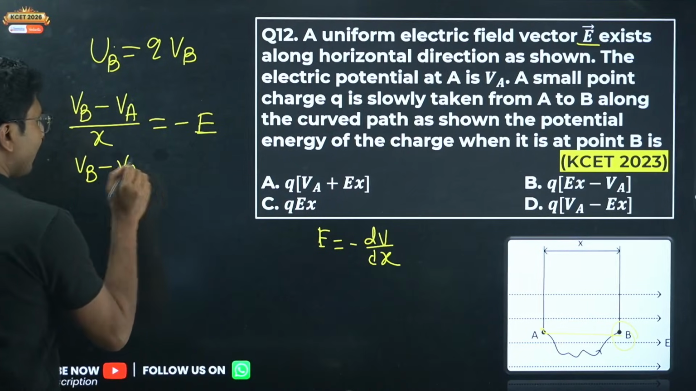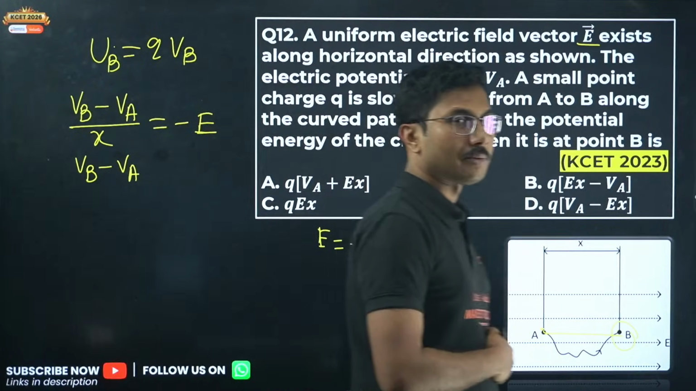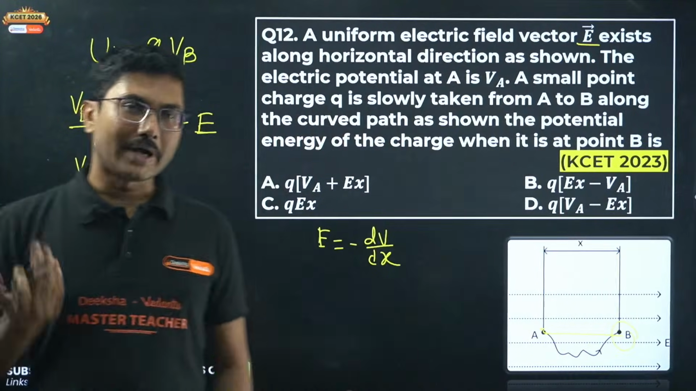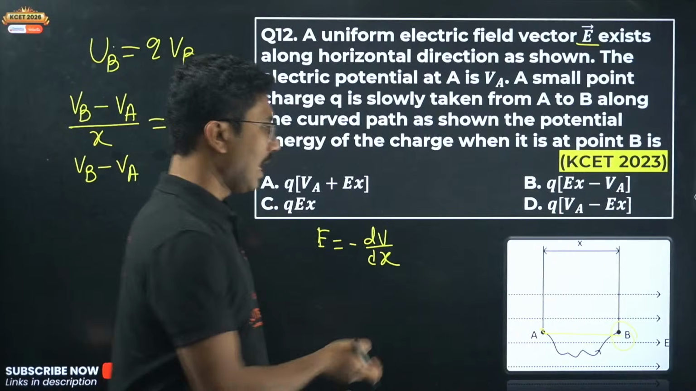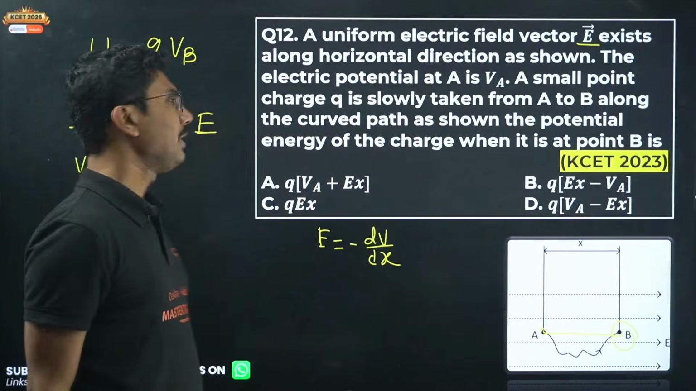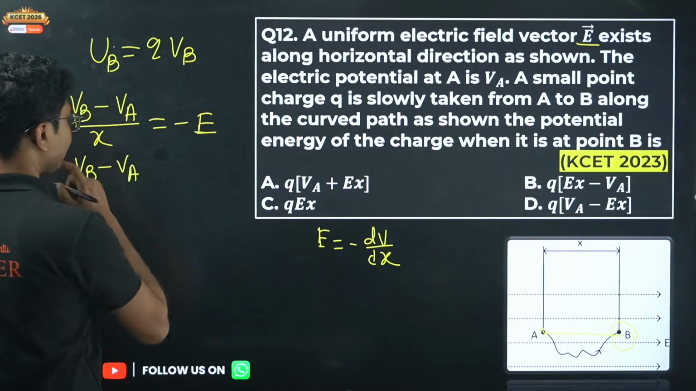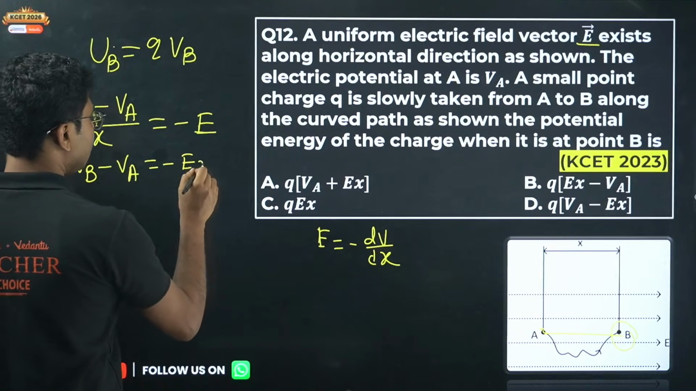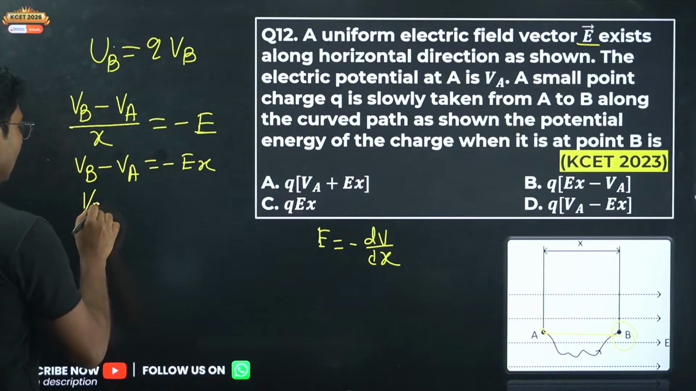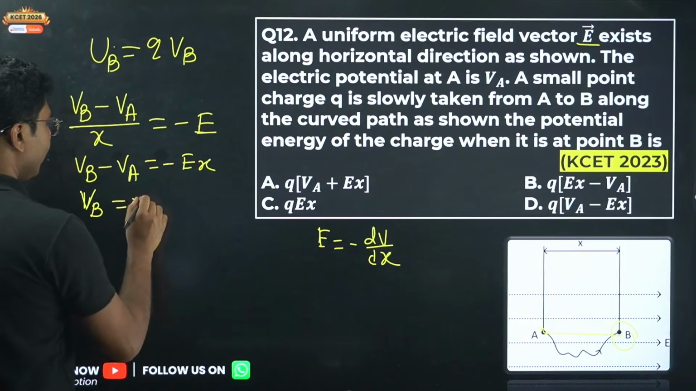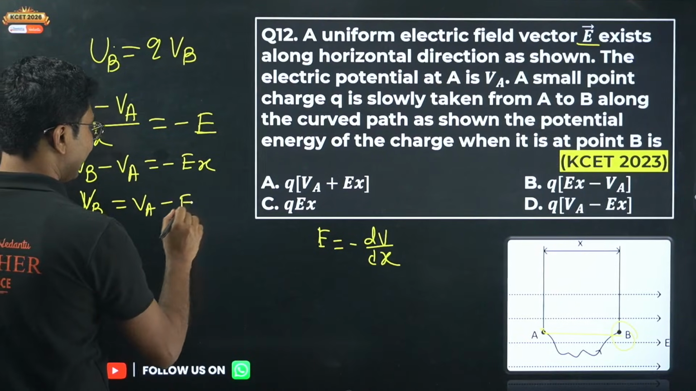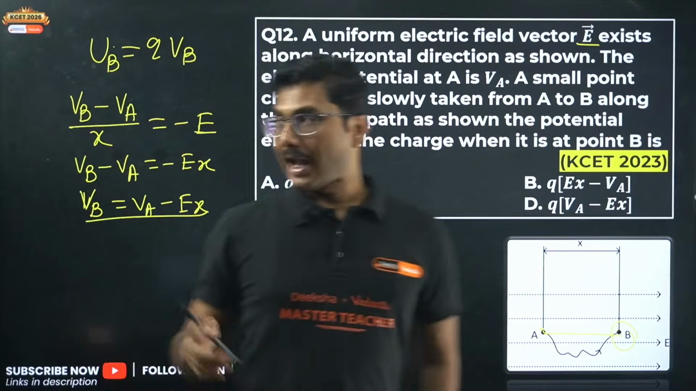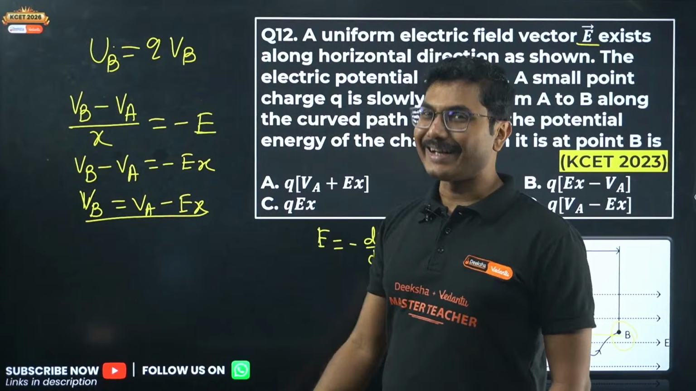Now whenever you are calculating the potential difference, remember you have to always calculate final minus initial. And we are moving in the direction of electric field, so VB must be equal to minus E into X, or VB equals VA minus EX. Now is it correct or not?